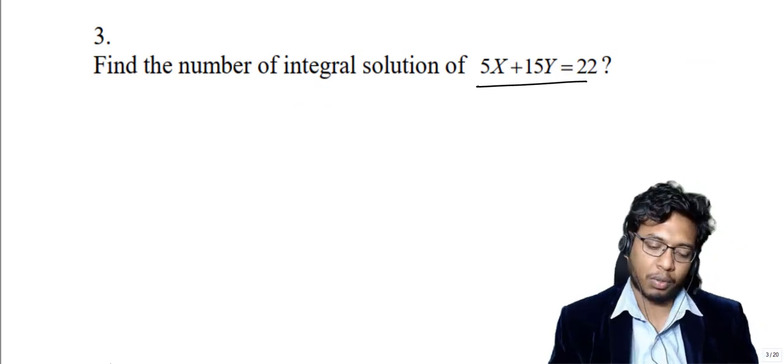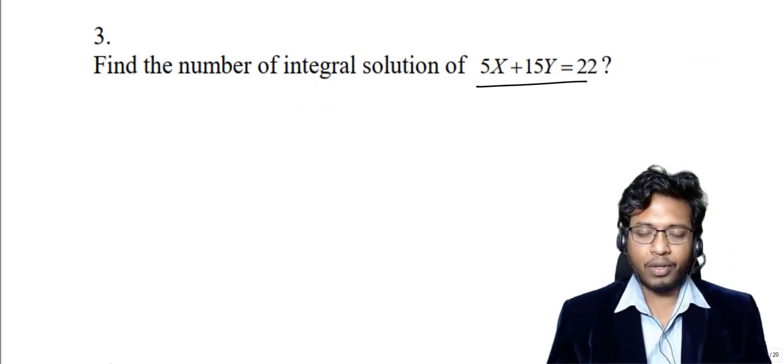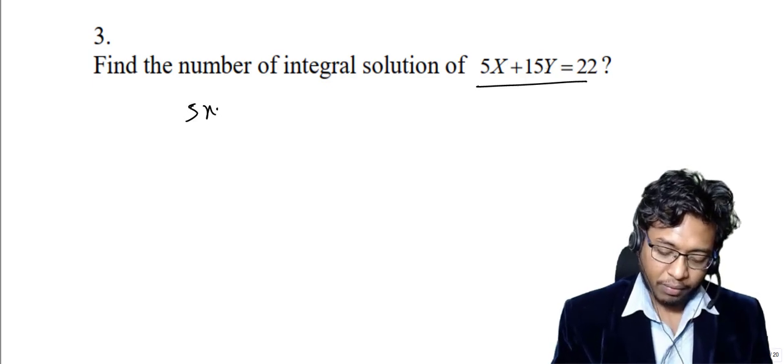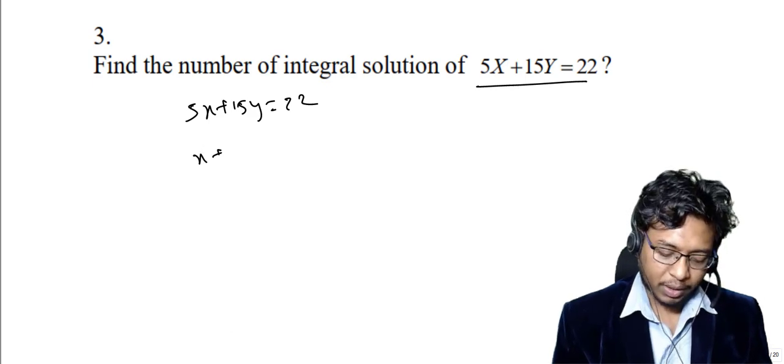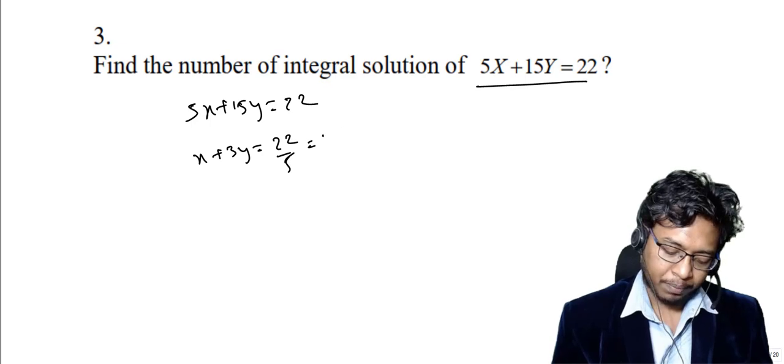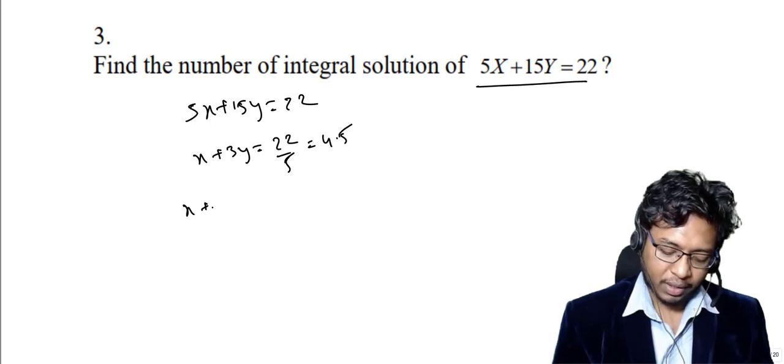Now we will solve this question. Find the number of integral solutions of this one, right? This is very simple. It is given 5x plus 15y equal to 22. Take 5 common, it will be x plus 3y equal to 22 by 5, which is 4.5. That means x plus 3y you are getting 4.5.